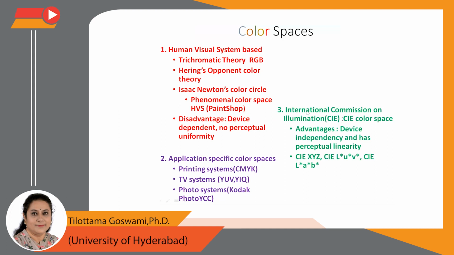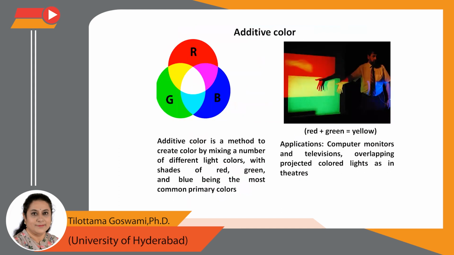It is defined by the International Commission on Illumination, the CIE color space. Examples of such color spaces are CIE XYZ, L star U star V star, L star A star B star, or Lab colors. The colors can also be categorized as additive color and subtractive color.